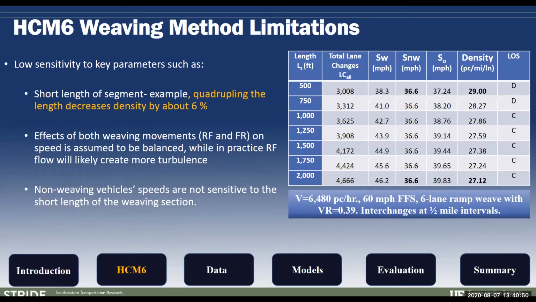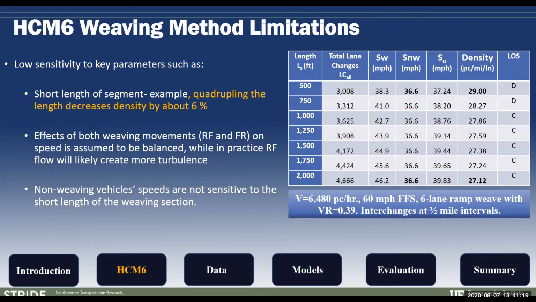And now, if you think of a weaving segment, most of your volume is going to be non-weaving, freeway to freeway. There'll be some in and out, but 80 to 90% very often you're going to have non-weaving traffic. So if that non-weaving traffic is independent of the length, then essentially the overall speed also becomes much less sensitive to the length of the segment.